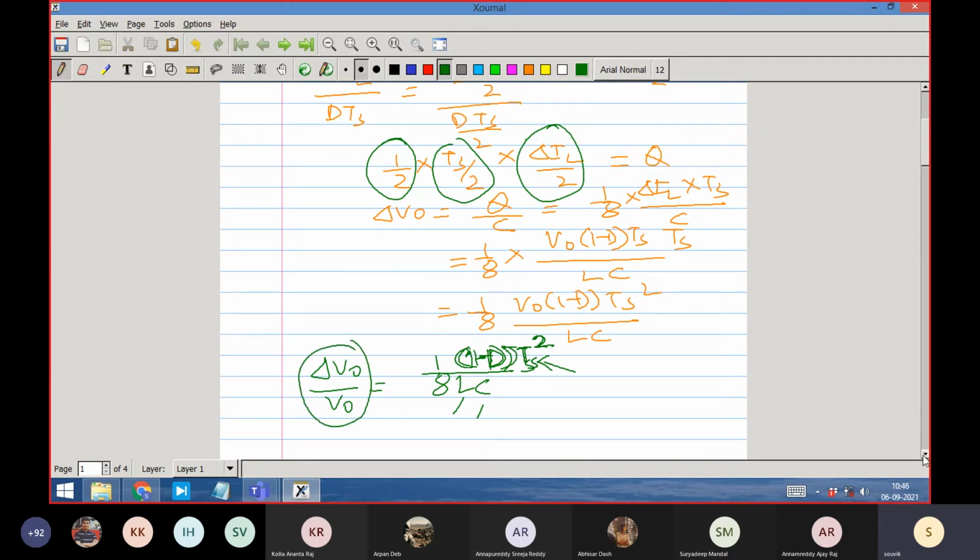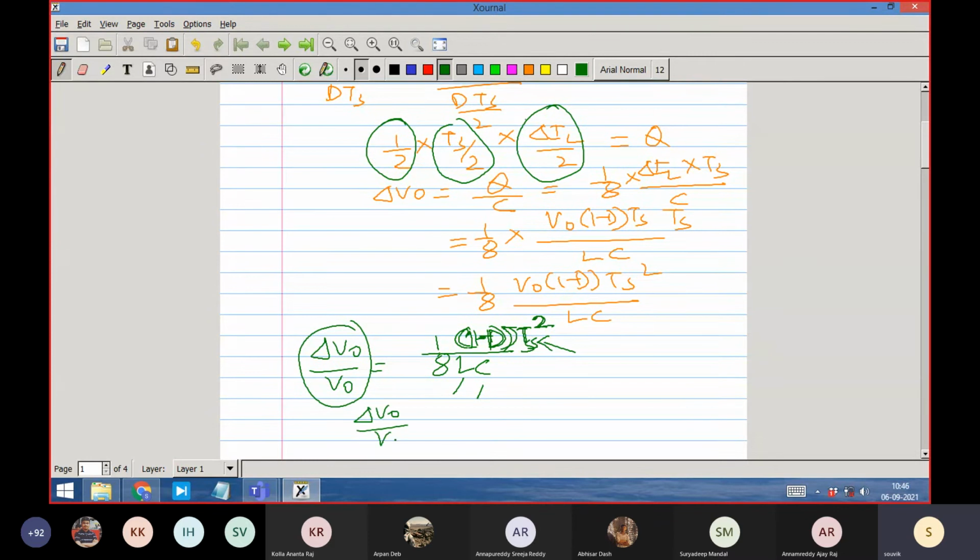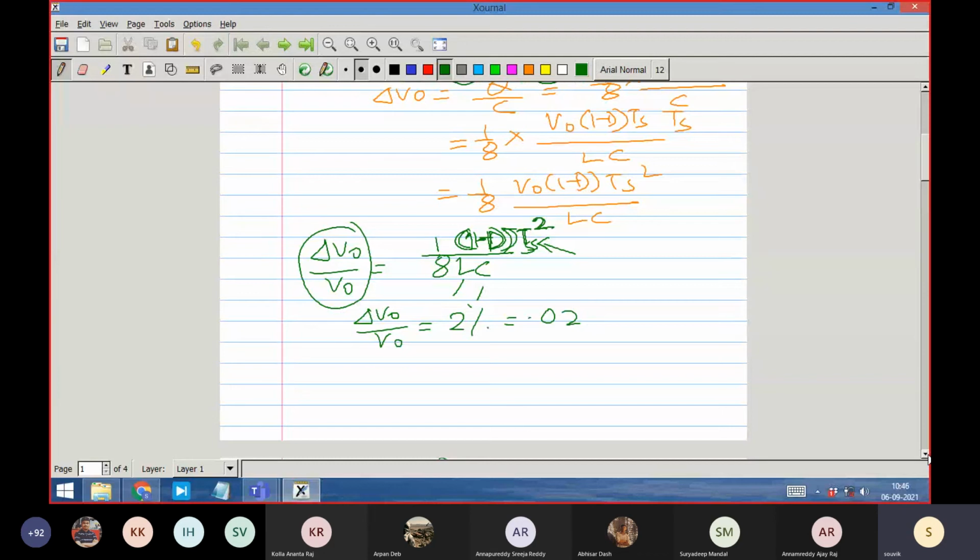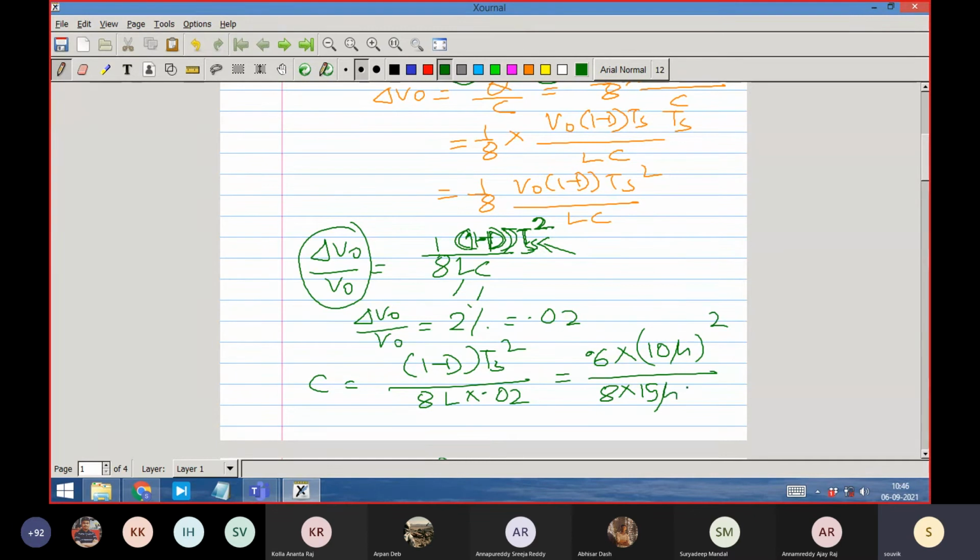Now you can put your voltage ripple delta V naught by V naught equal to, let us say I will do it for 2%. That means 0.02 if I am dictating that. So let us find out what is the C. C is equal to 1 minus D Ts square by 8L into 0.02. So let us say D is 0.6, Ts square is 10 micro square divided by 8 into 15 micro into 0.02.